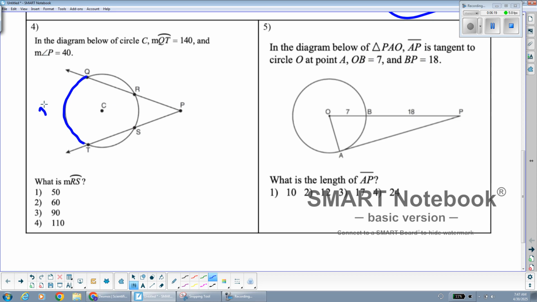And remember, when there's two possible arcs that are named QT, it's the shortest. So it's not this way around, it's this way around. And angle P, the outside angle, is 40 degrees. What is the measurement of arc RS?